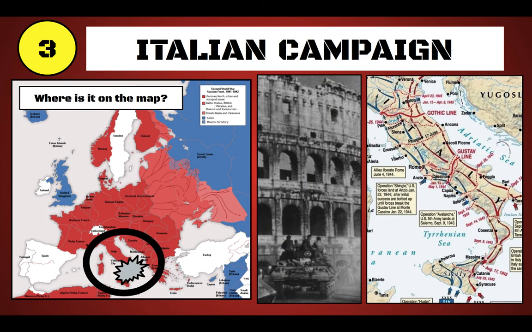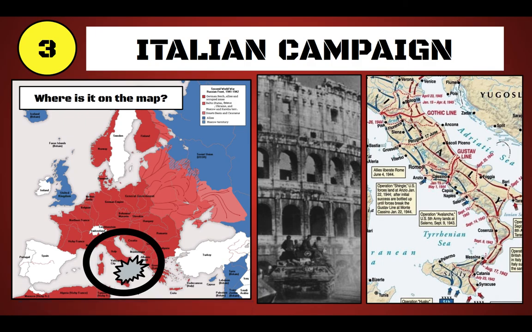Event number three is the Italian campaign. So we were over here talking about the Eastern Front. Now we're going to move back over here to the Western, kind of Southern Front. And after Operation Torch, then we start to move towards the boot of Italy. So that's why we have that call out here on Italy. And you can see we're going to start moving north and liberate Italy.